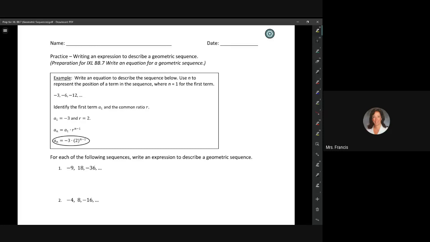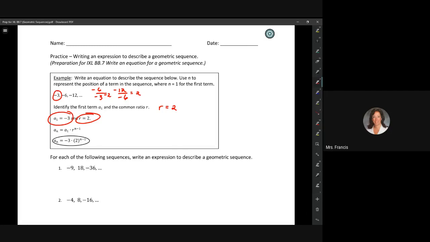So we have this sequence and we know that it's geometric. And in order to identify what the common ratio is, we need to do a ratio between consecutive terms. So we have -6 divided by -3. Then we have -12 divided by -6. If it is truly a geometric sequence, those ratios will be the same. And so they are, of course. So r is definitely equal to 2. And the value of the first term is equal to -3.